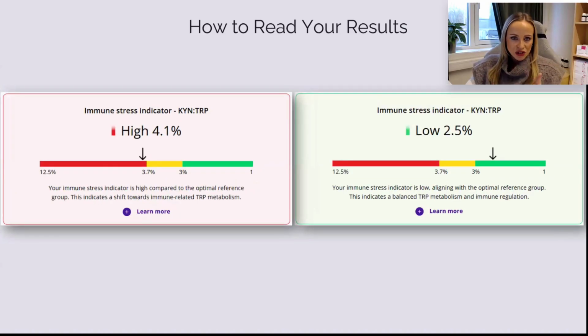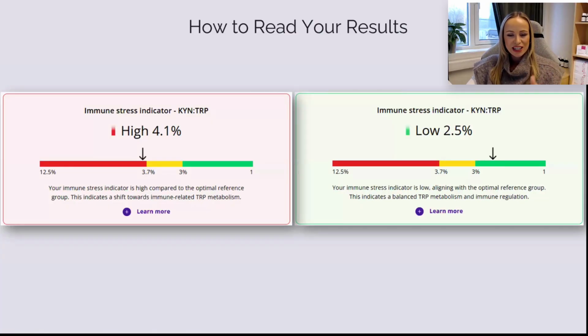Next, we have the kynurenine to tryptophan ratio, or our immune stress indicator. This ratio describes how much of your available tryptophan is being converted into kynurenine, which is the route that we know becomes more active when the immune response enzymes are more engaged. So if you get a higher ratio here, it reflects stronger activation of this pathway relative to tryptophan availability. This is also a well-established marker in research, and it is known to rise during periods of immune activation and oxidative stress.